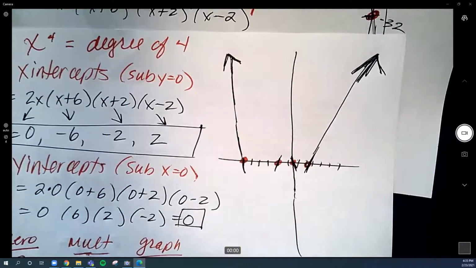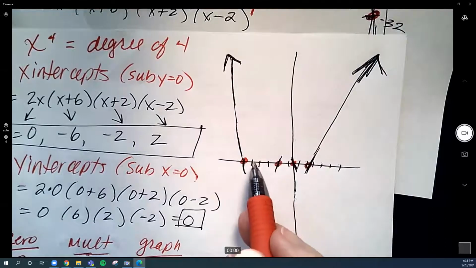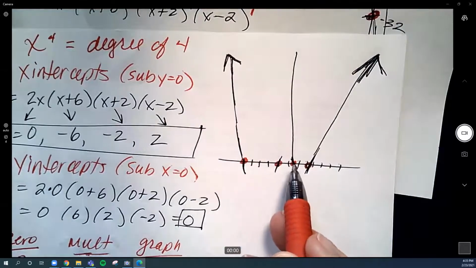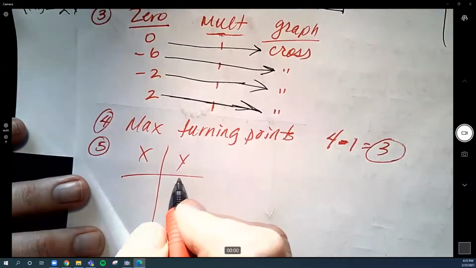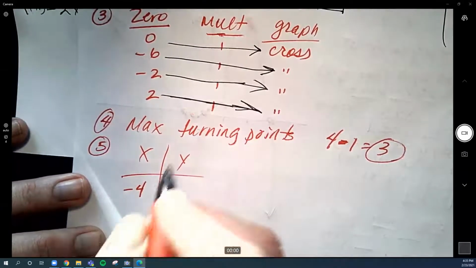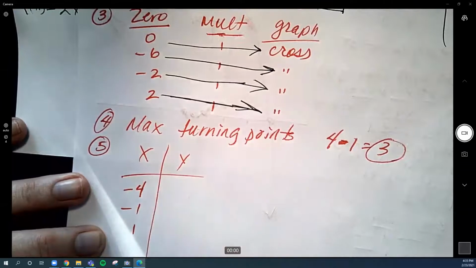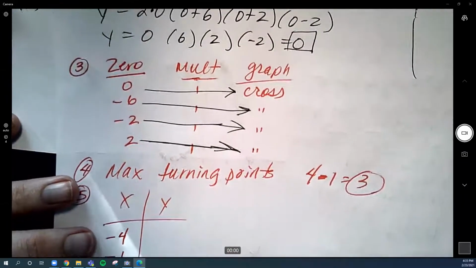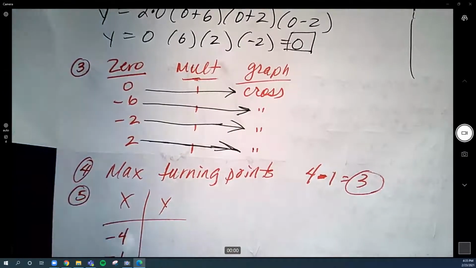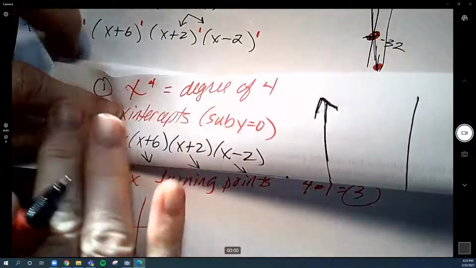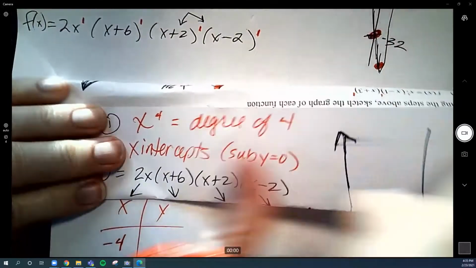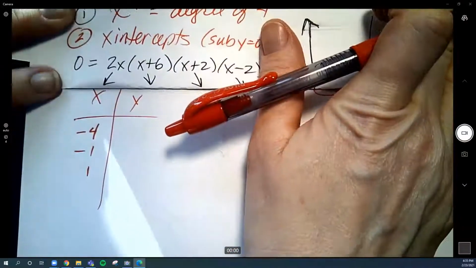So that's why I'm going to find just a couple extra points, maybe at -4, -1, and 1, and find out where that takes my graph. So I don't have enough room. Let's put this down here so I can see it. Right here. Okay. So here we go.